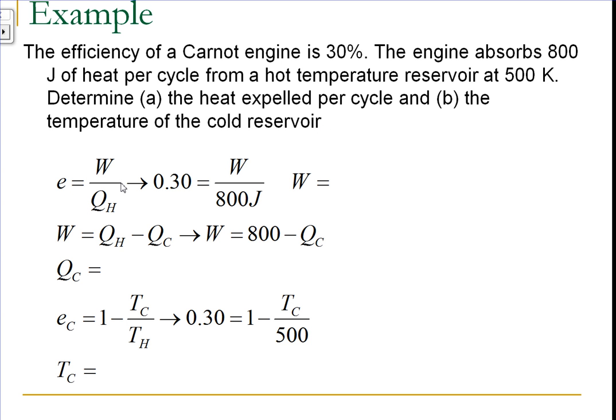Well, since the efficiency is 30% or 0.3, I can solve E as W divided by QH for W, and I get W is equal to 240 joules. Now I know the work done is QH minus QC, so I can solve this for QC and get 560 joules. Whenever I want the temperature, I always use that the efficiency is TH minus TC divided by TH. And I solve this and get a temperature of 350 K.